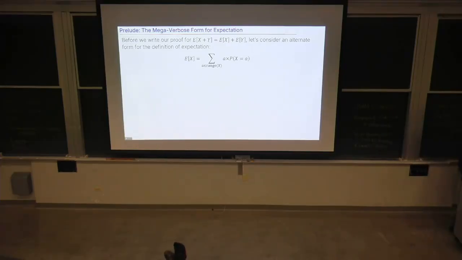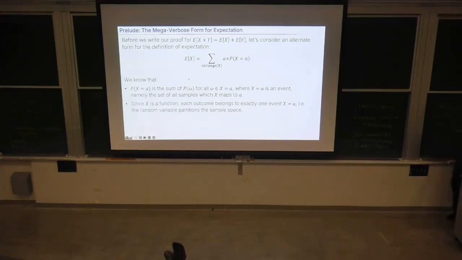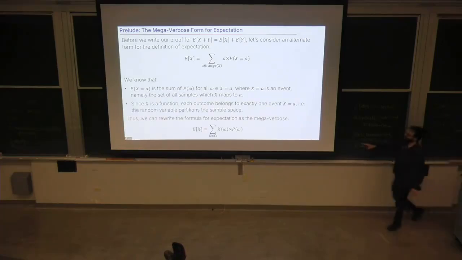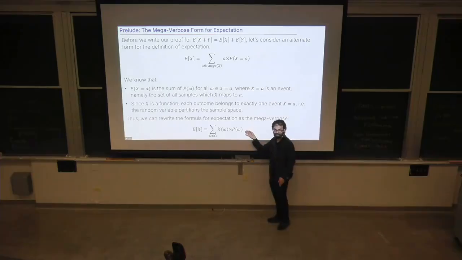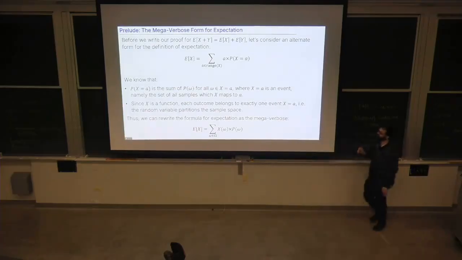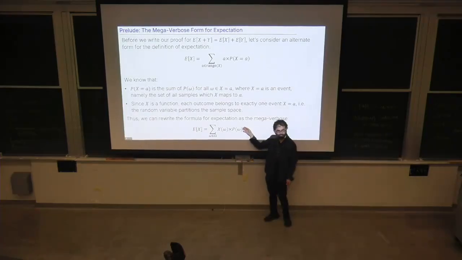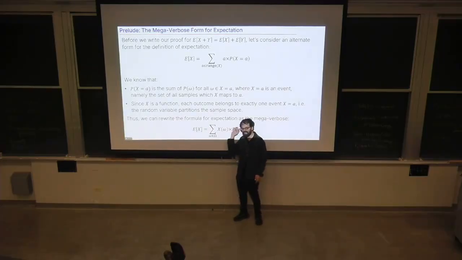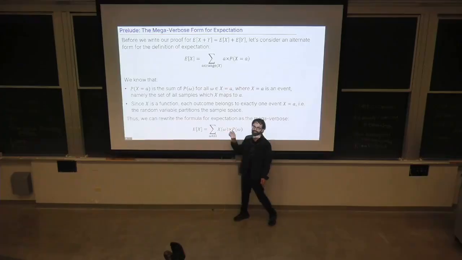What am I going to do? Here's our usual expectation formula. I'm going to give you the following, okay? So this new formula, which I will show on the bottom first, I call the mega verbose formula for expectation. Okay, like what is this? Let me tell you why this is the same as what's up at the top. And why am I showing you this? This is going to make proving linearity of expectation easier. And secretly, we've been kind of using it.